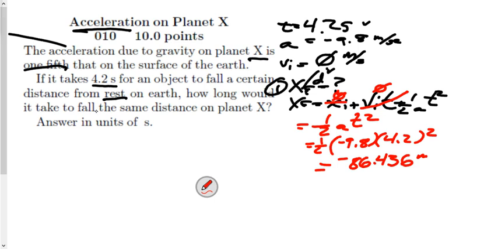Okay, so now moving on. Now we're going to go to step 2. We now have to figure out what the acceleration is on our new planet. So the acceleration is what we look for. We know that it says that acceleration is 1/5 that on Earth. So all we're going to do is say that's going to be 1/5, so 9.8 divided by 5. And that acceleration is 1.96 meters per second squared.